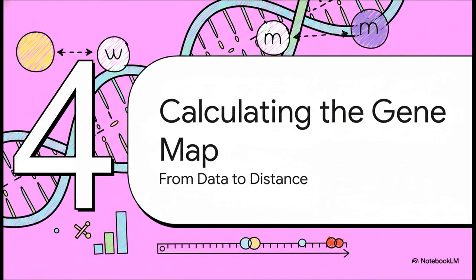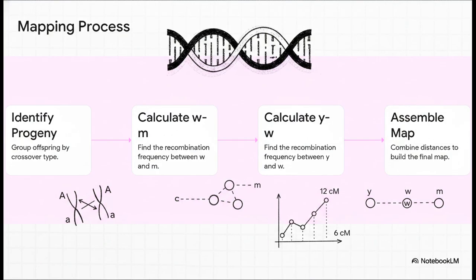Now comes the fun part. Let's turn these simple counts into an actual map with real measurable distances. We're just going to follow a super simple 4-step plan. Step 1, identifying the groups. We already did that with our data table.